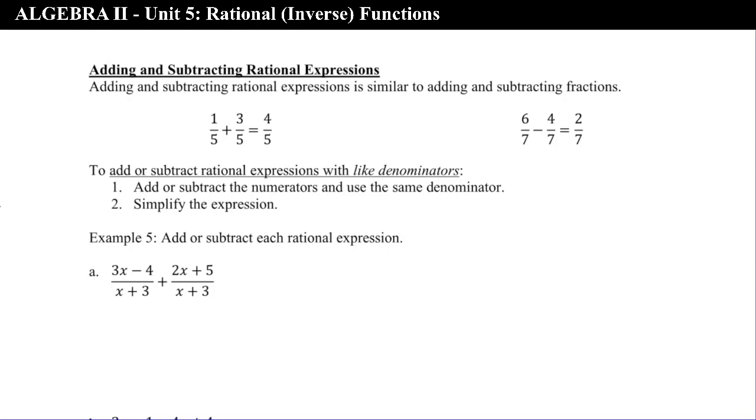All right, let's move on to this last section where we're going to talk about adding and subtracting rational expressions. To add and subtract rational expressions, it's similar to adding and subtracting fractions. If you have the same number on the bottom, you keep that number. You add or subtract what's on the top. So 1/5 plus 3/5 gives you 4/5. 6/7 minus 4/7 gives you 2/7. So to add or subtract rational expressions with like denominators, add or subtract the numerators and use the same denominator, and then you're going to simplify your expression from there.